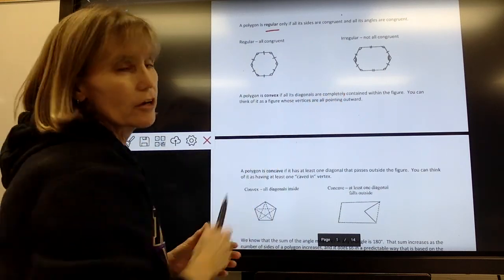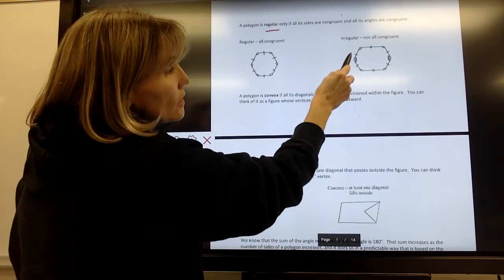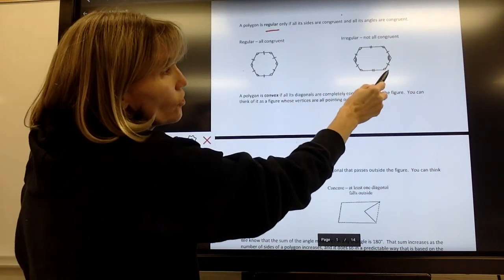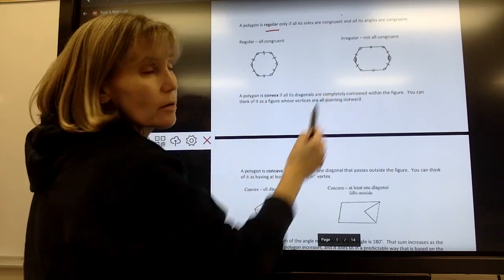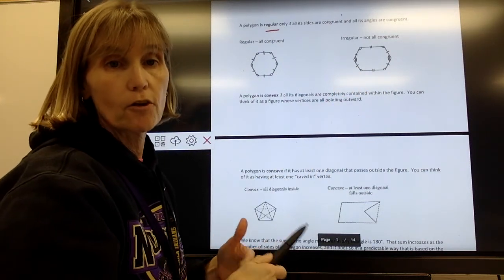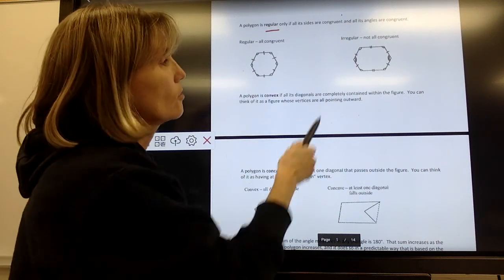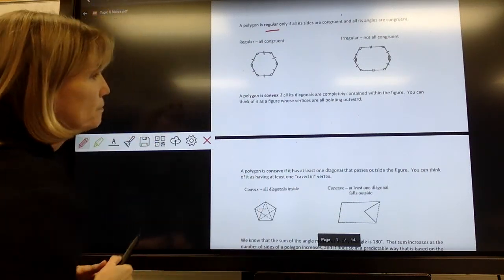Okay, this would be considered an irregular figure. You can see some sides are congruent. 4 of the sides are congruent, but these 2 sides have 2 tick marks, making them congruent to each other, but not congruent to the other side. So that would be irregular.